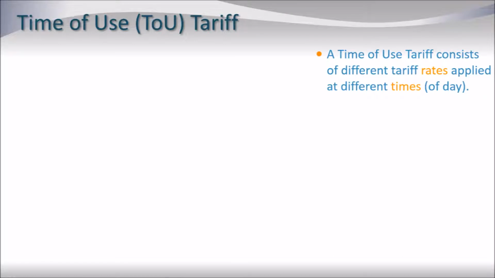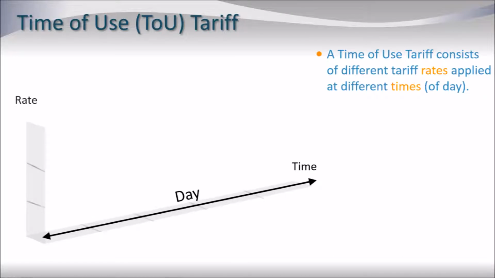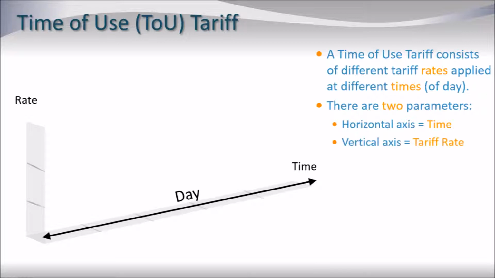Moving on to the third type of tariff, which is a time of use tariff, these kind of tariffs are gaining popularity with utilities in order to try and address the demand problem, but they don't do it particularly well. A time of use tariff consists of different tariff rates applied at different times of the day. There's two parameters, the horizontal or x-axis being time, and the vertical axis being the tariff rate.